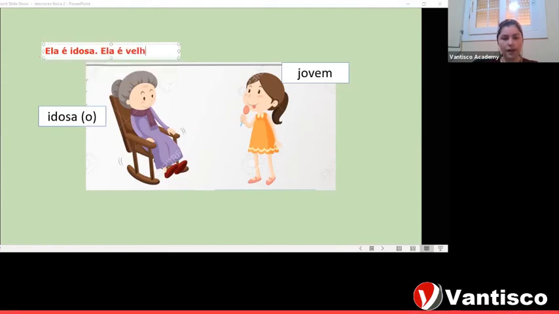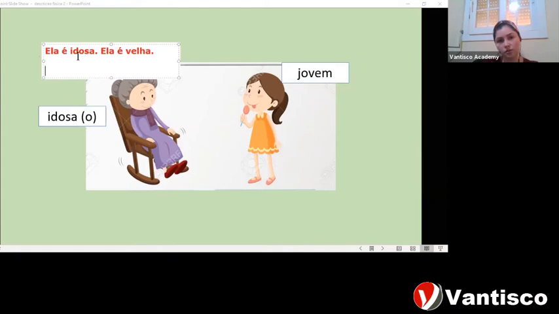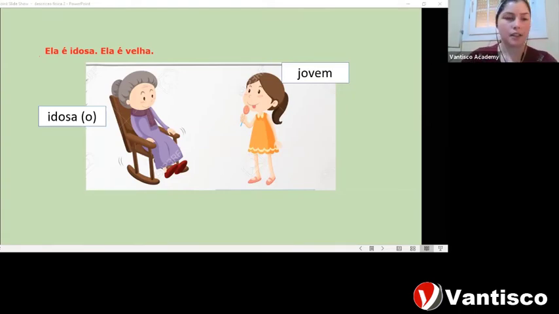We also have, ela é velha. Velha is also old, but it's a little bit rude if you say, ah, você é velha. Let me check here what's right in English. It's elderly, yeah, correct. So I'm sorry, delete what I said. Elderly woman, idosa. Elderly woman, idosa.